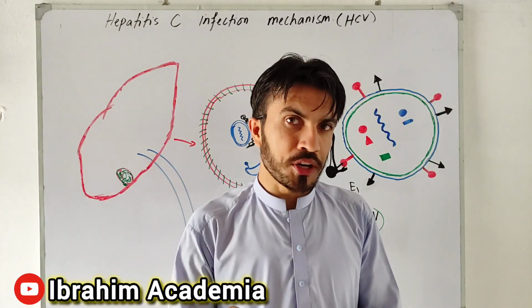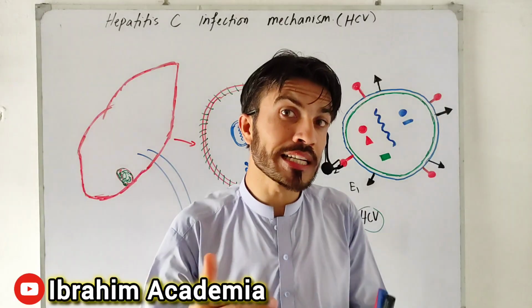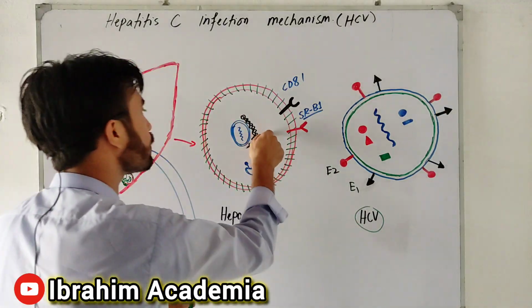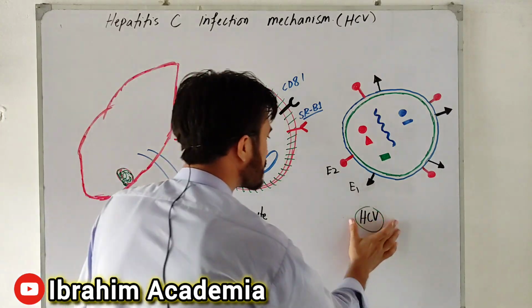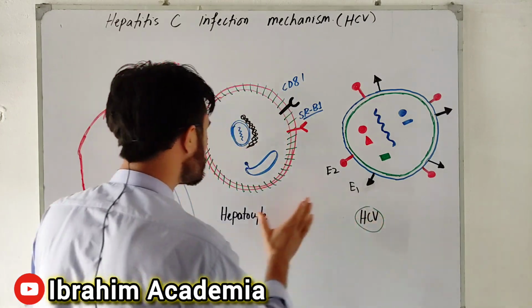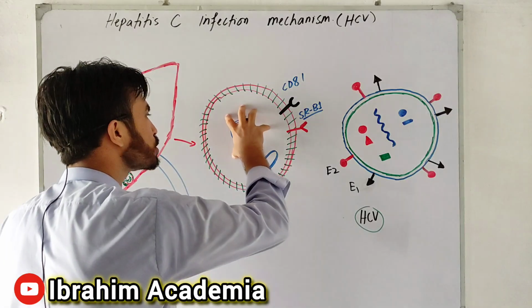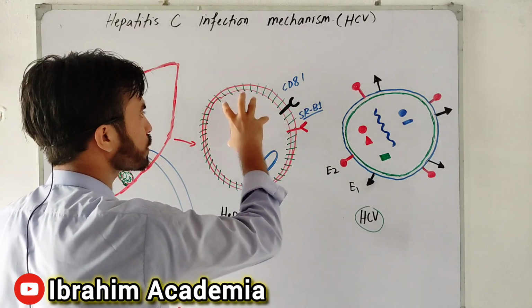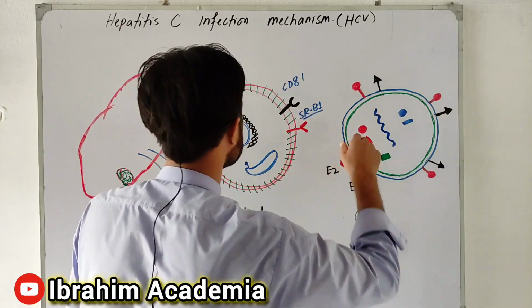Okay, welcome to Ibrahim Academia. Today we are going to discuss the infection of HCV, how the HCV virus enters our liver cells and how this causes infection inside. What is the entry mechanism of HCV inside the hepatocyte and what does it do inside the hepatocyte, how the machinery of the hepatocyte is used for assembling and for protein synthesis of HCV. All these things will be discussed in this lecture.